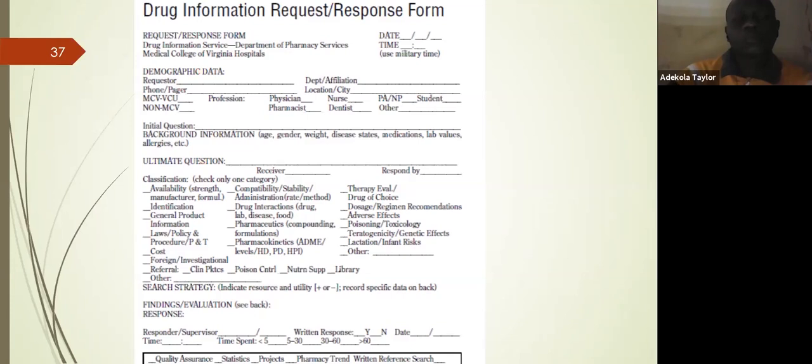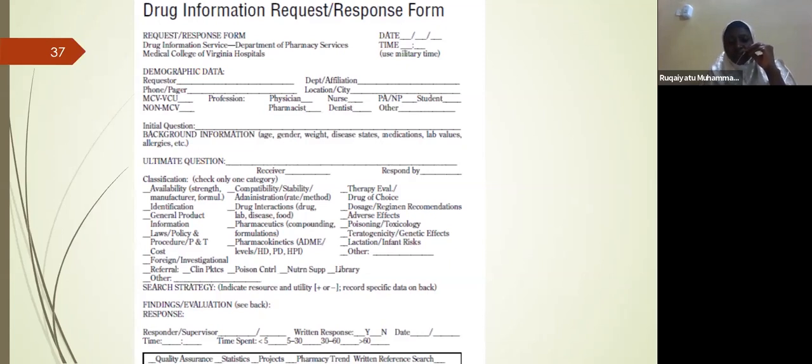If it's for adverse effects, you need to go to an adverse effect information source. If it's for pharmaceutics, or for therapy evaluation, and all such. If it's for pharmacokinetics, you don't go looking for pharmacokinetic information in an availability research material. For example, we're very familiar with our MIMS. MIMS can help us to check availability, strength, and manufacturer of a formulation. Then pharmacotherapy reference books will help us with therapy evaluation and things like that.